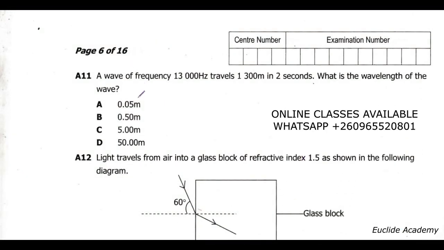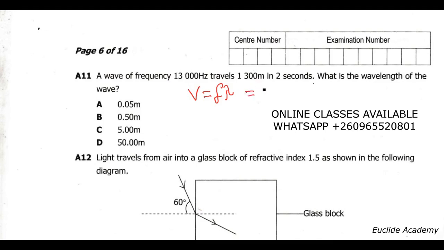So we look at question 11. A wave of frequency 13,000 Hz travels 1,300 meters in 2 seconds. What is the wavelength of the wave? So basically this is on wave motion, and we know that velocity should be equal to frequency times the wavelength.